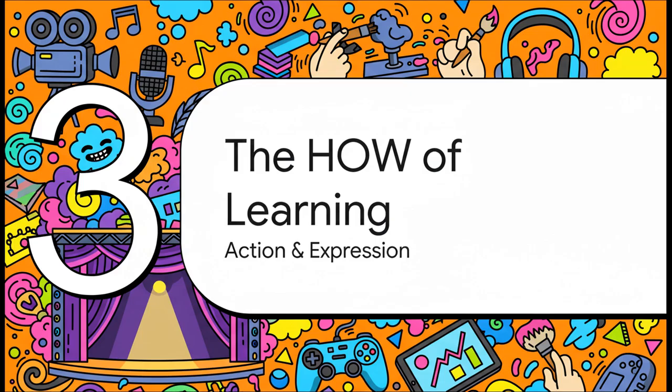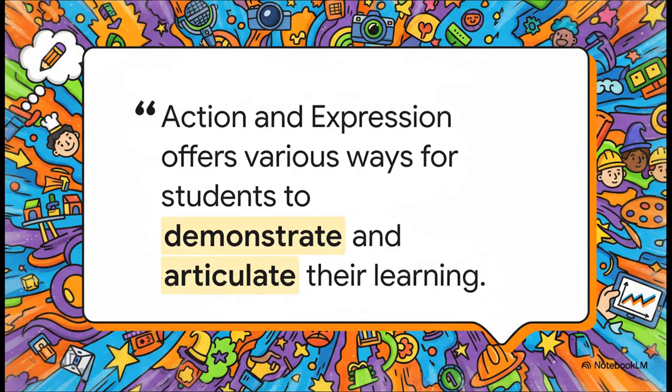And that brings us to the third and final piece of the puzzle, the how of learning. This is where we get to the good stuff, giving students multiple ways to show us what they actually know. Because that 5-paragraph essay is not the only way to demonstrate real understanding. What this means is that we're encouraged to give students different ways to express themselves and show their learning. We focus on the learning goal itself, not the specific tool they use to prove they've met it.